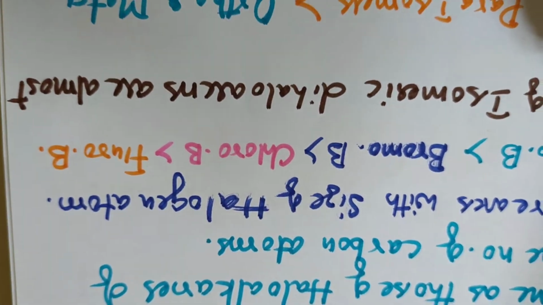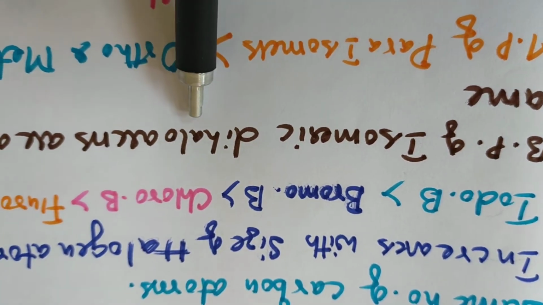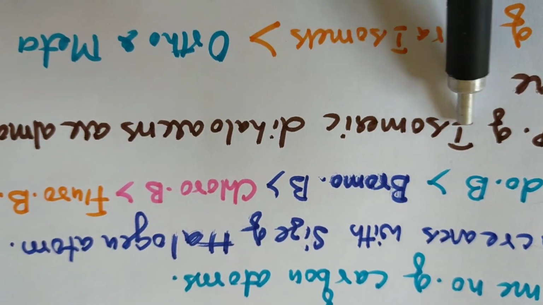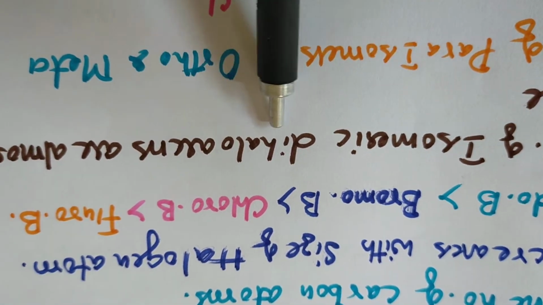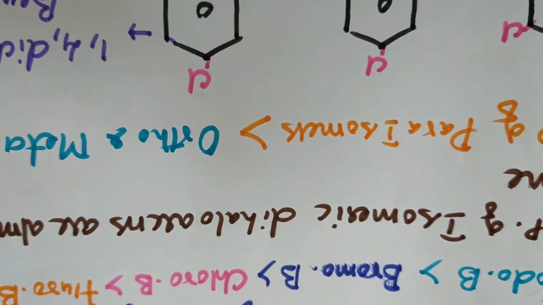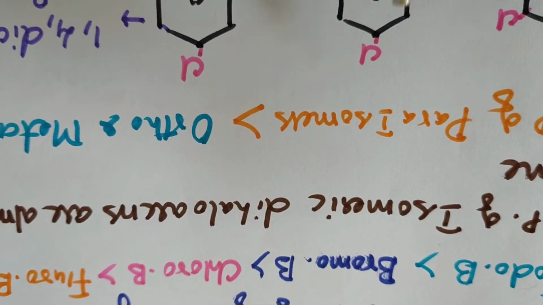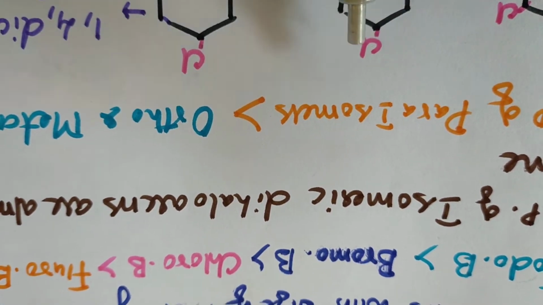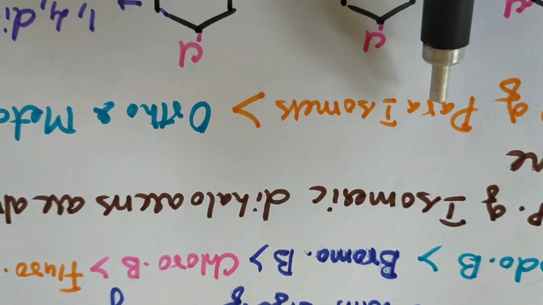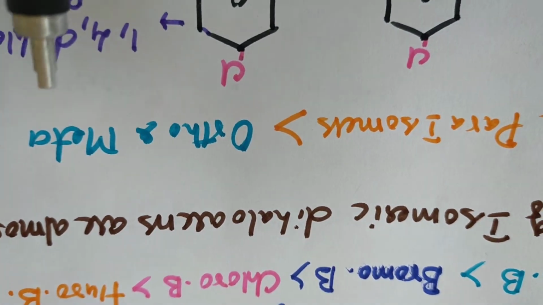Then, one more point is that the boiling points of isomeric dihaloarenes are almost the same. This is one special property of isomers of the dihaloarenes. And the melting point of the para isomers: we have para, meta and ortho derivatives, depending upon the position 1, 2, 3. The para isomer is greater than ortho and meta.